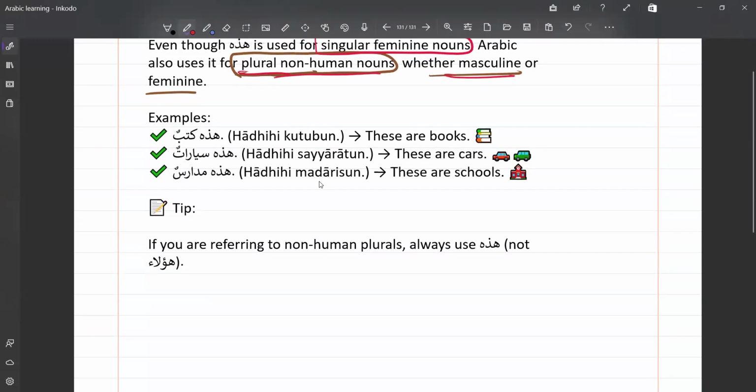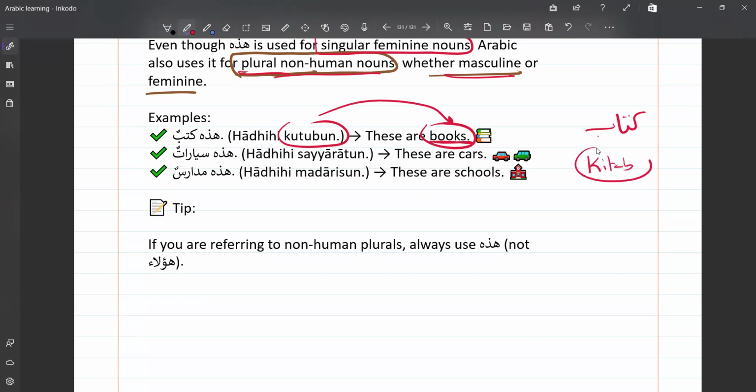For example, we can say hadhihi kutubun. Kutubun is the plural of book, meaning books. Kitab means a book, and kutubun is the plural of kitab, meaning books. So we will say hadhihi kutubun. These are books.